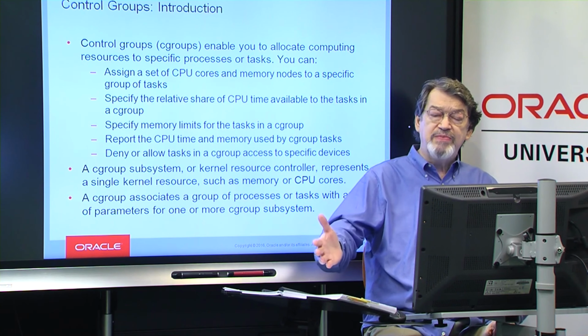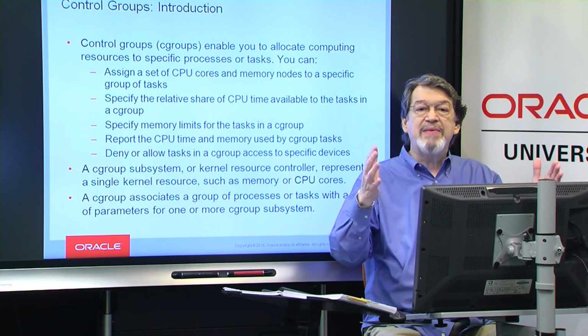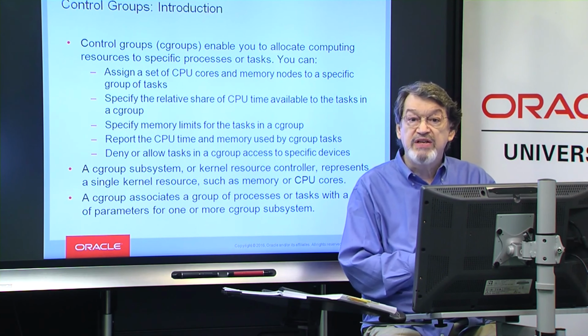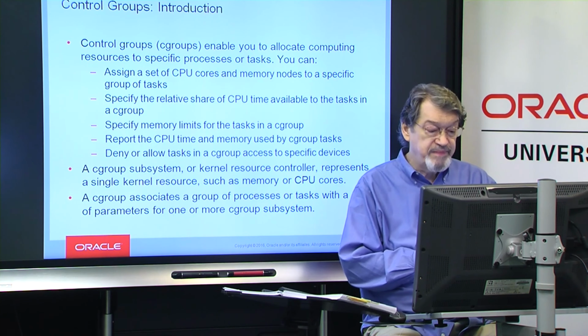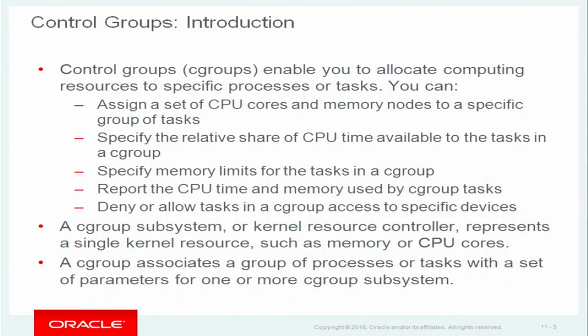Or maybe out of every 6 minutes, you only get to use 5 of them. So even though you're limited in the number of cores, you're also limited in the amount of CPU time that you can actually consume. Okay? Now, we can put memory limits on the tasks that are in the C group. Your box has got 128 gig. No, not everybody gets that 128 gig. And so you can assign a memory limit to a C group.